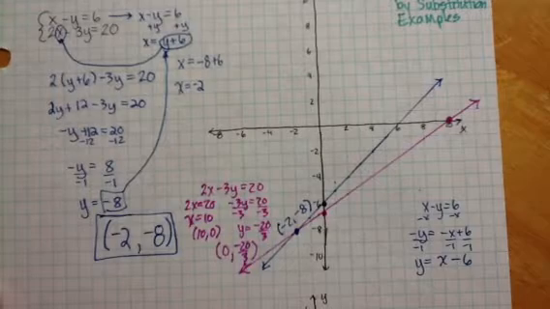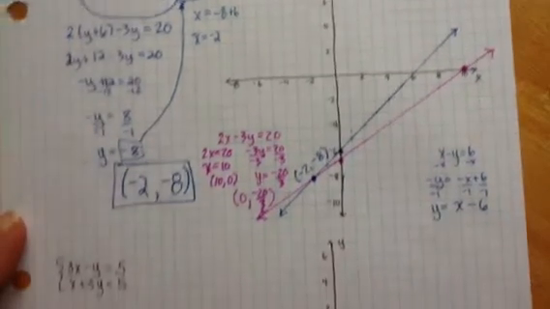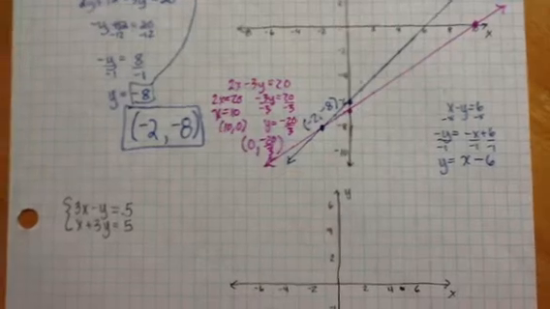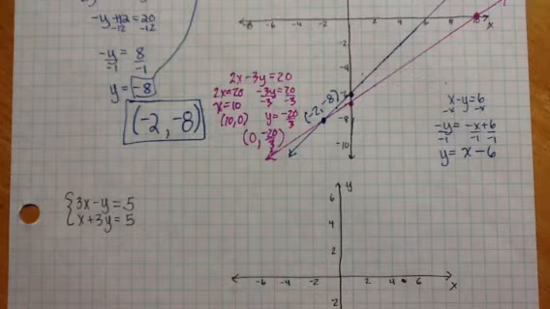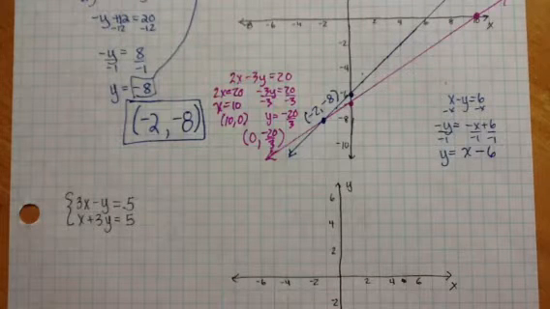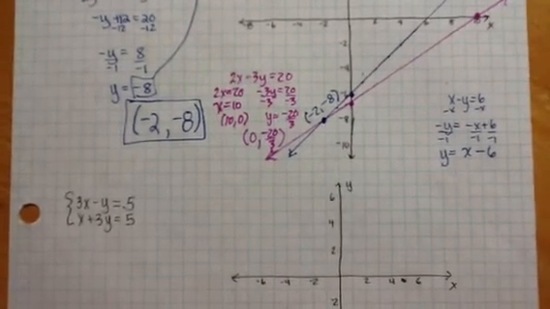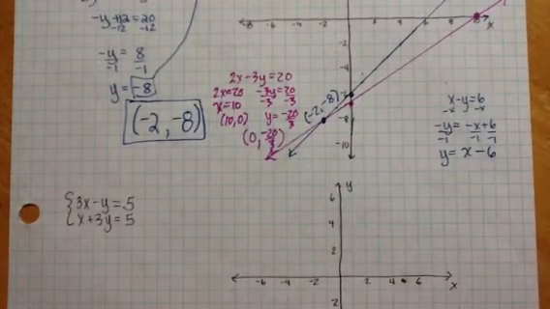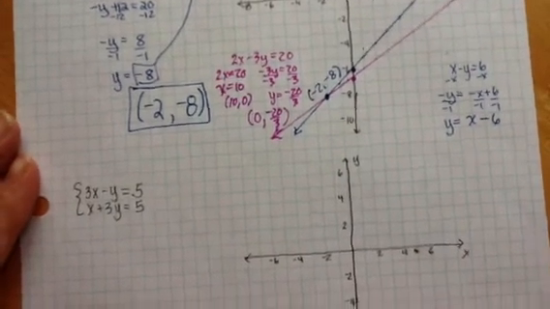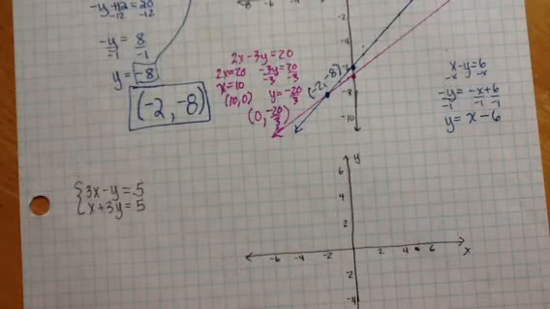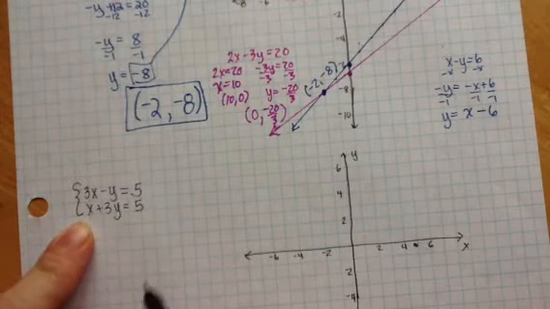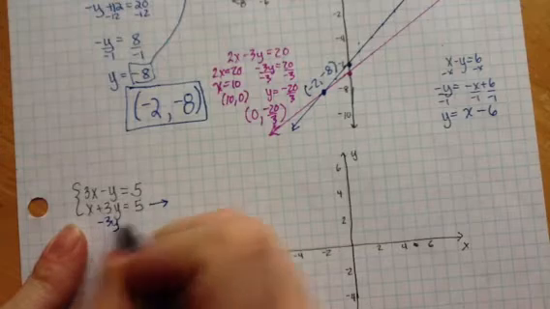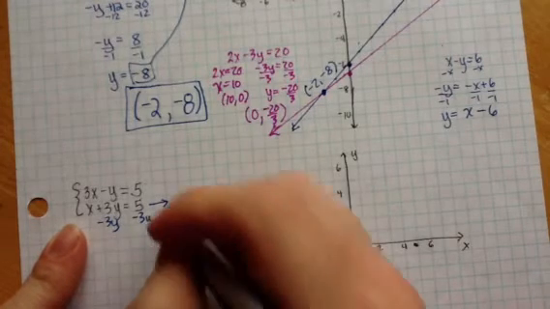Let's look at a second example. 3x minus y equals 5. And x plus 3y equals 5. Now to solve this by substitution, I want to pick the equation that's easiest to work with. So again, probably equation 2. I can tell that if I just subtract my 3y over, I'll be able to have a value or an equation for x.